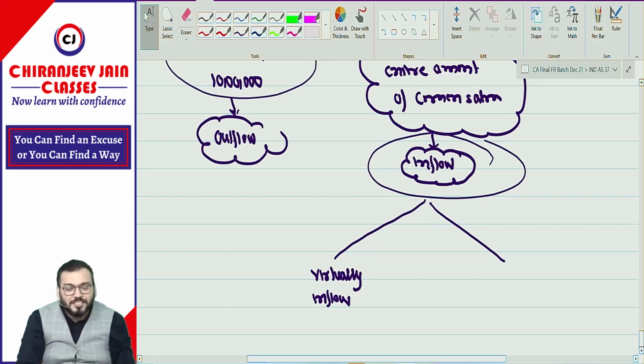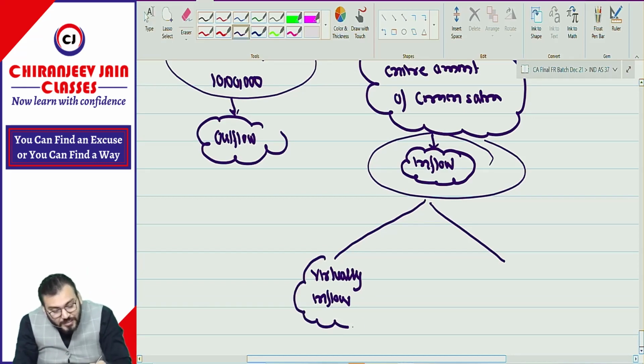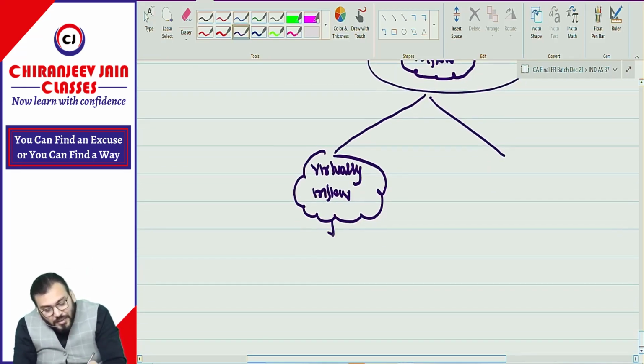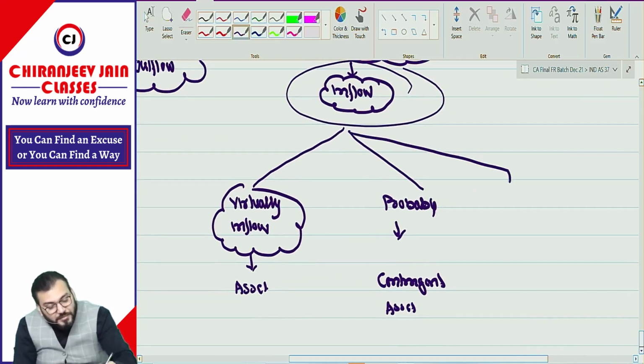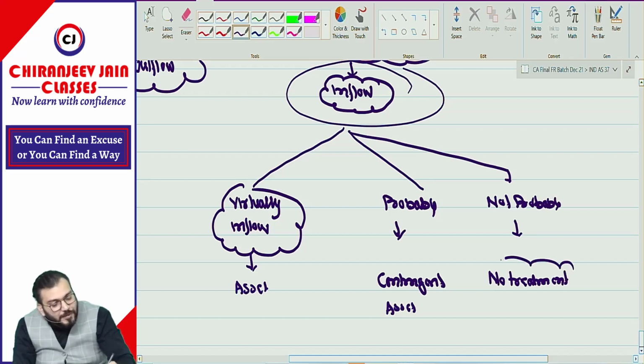Yes or no? Correct. So if it is virtually certain, recognize it as an asset. If it is probable, then disclose it as a contingent asset. And if it is not probable, then no treatment. I said apply whatever we have done.